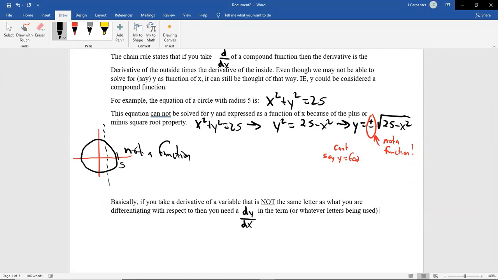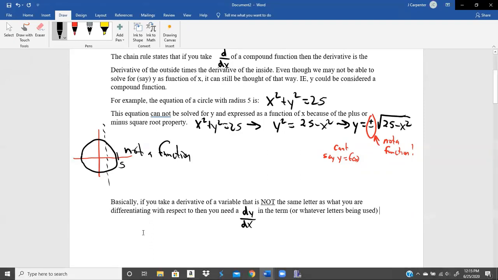Whatever letters are being used, it doesn't have to be y and x, it could be a and b, z and q, whatever. The variable on the bottom is what you're taking the derivative with respect to. The variable on the top is what you're trying to say the original function was. This right here is the derivative of the inside.